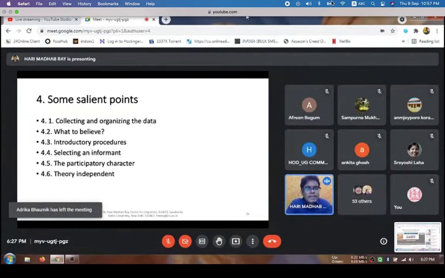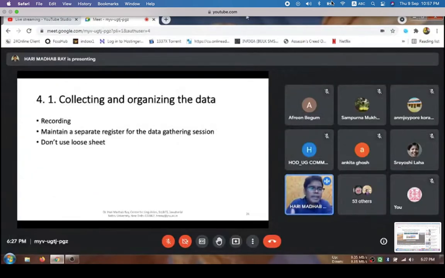So, collecting and organizing data, and recording. As I already told you, recording is one of the things you need to ask the informants about. Whichever recorder you use, nowadays your mobile phone is also a very good recorder. But before recording, please ask their consent. And there are many people who use loose sheets, writing today here and tomorrow somewhere else, and they forget things. So at least maintain a separate register for the data gathering session. This is my register. Also write the date, and share your data after every session.